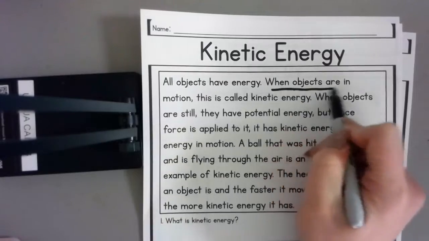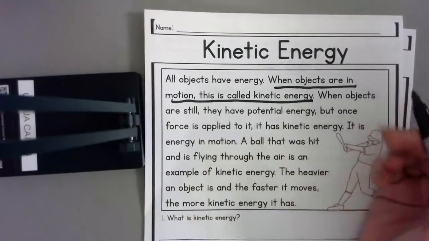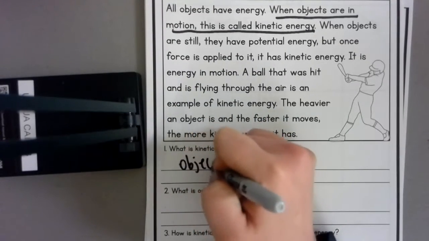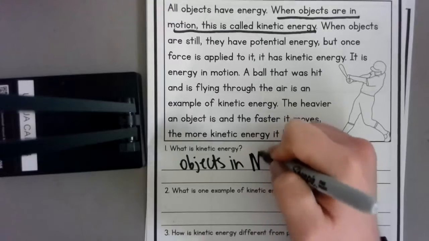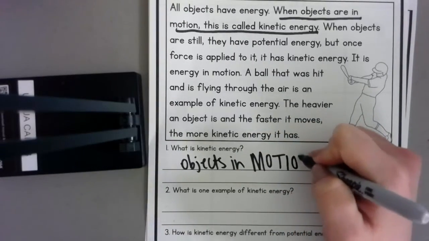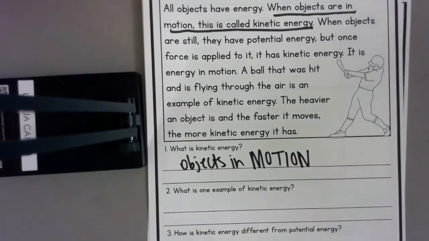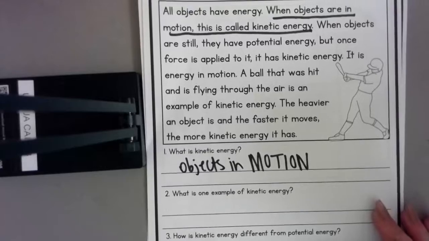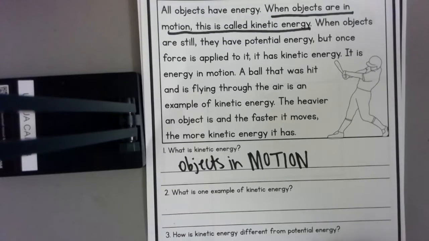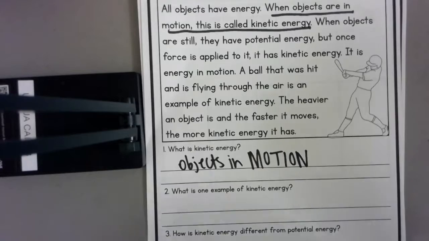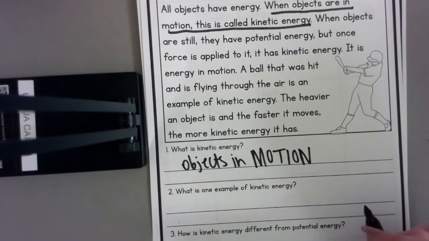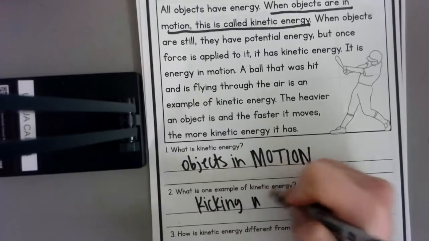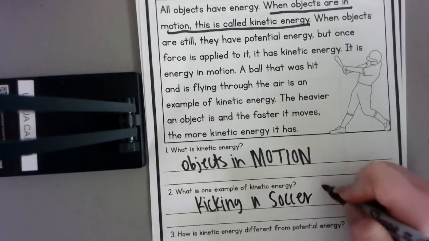Kinetic energy, it says when objects are in motion, this is kinetic energy. Objects in motion, that is kinetic energy. What is one example of kinetic energy? You can choose whatever example you would like to do. I'm going to do kicking a soccer ball.